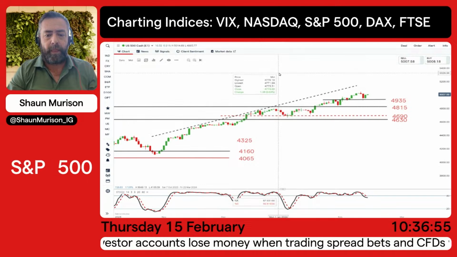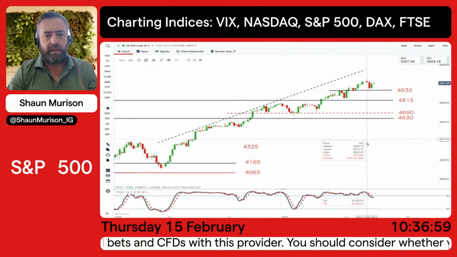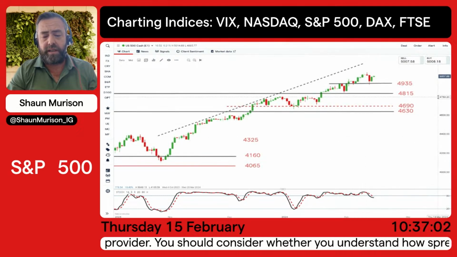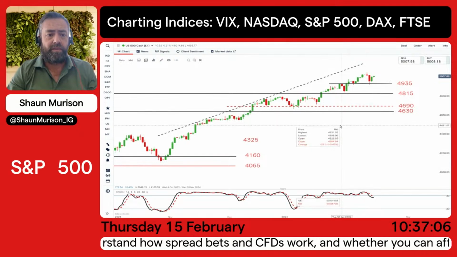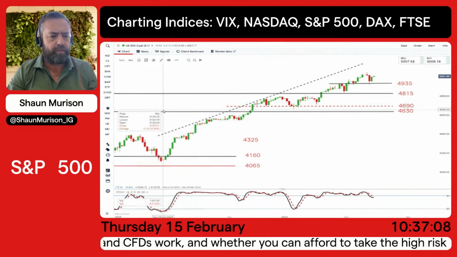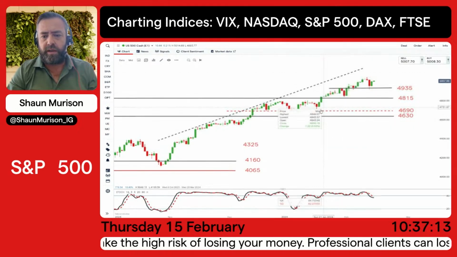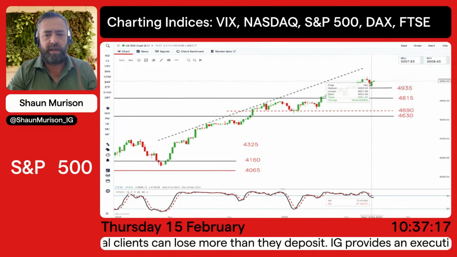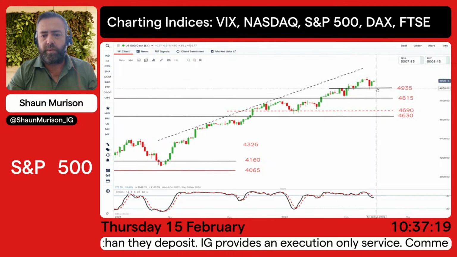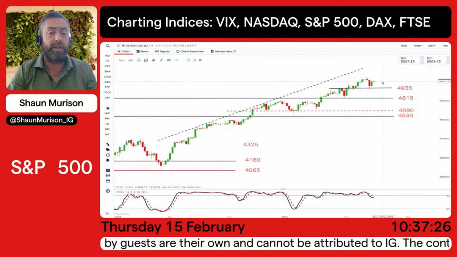Now, S&P 500, very, very similar picture. Obviously, a lot of the constituents that move the Nasdaq do move the S&P 500, you know, the big tech companies, Microsoft, Alphabet, Nvidia, to name but a few. Similar picture. The longer term trend is still up. Very, very shallow pullback. That shallow pullback has ended in this harami type fashion off that support there, thinking about 4,935.